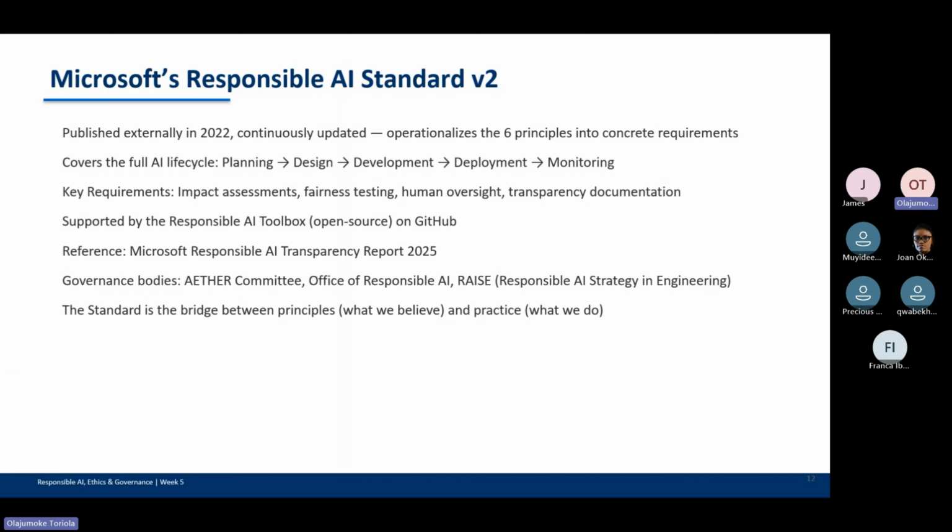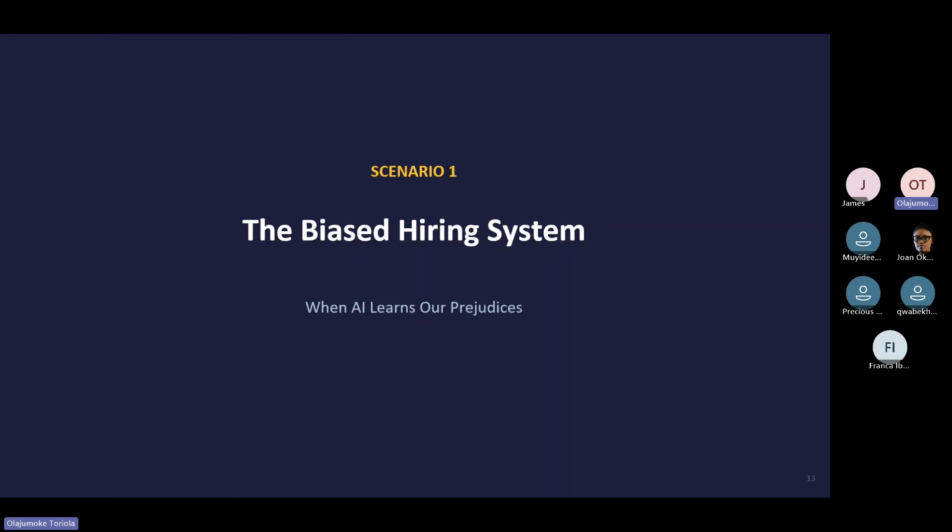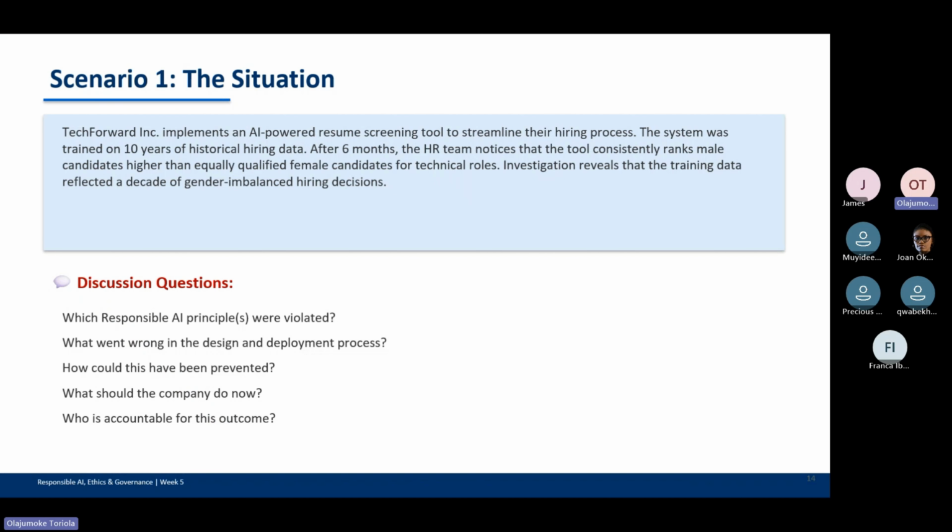And I'm going to throw a bit of scenario to us, because I want us to think. These are not theoretical. They are based on real world failures. For each scenario I'm going to throw to us, I want people to unmute and speak. So let's consider for this one a biased hiring system, when AI learns from prejudice, a company deploying AI, a candidate impacted by them. So let's look at scenario 1.